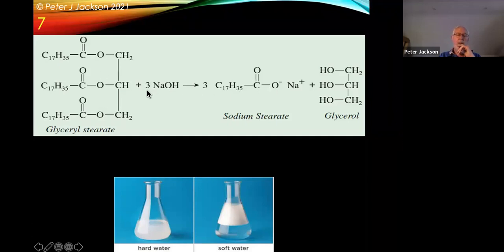So, you react that with 3 sodium hydroxides, and we get 3 sodium stearates. By the way, that can be called glycerol stearate. And we get glycerol, which is propane-1,2,3-triol. So you need to learn both those equations. There's a pretty high chance that this is going to come up this year, so make sure you learn it. Right?